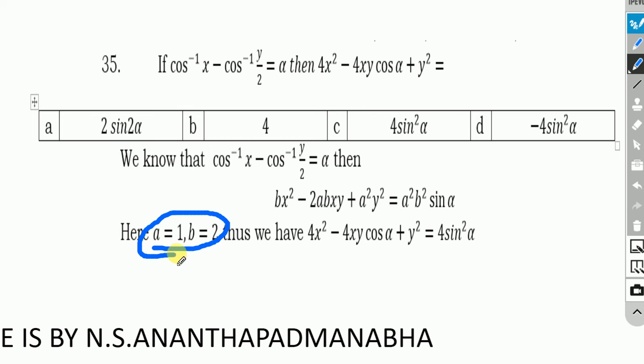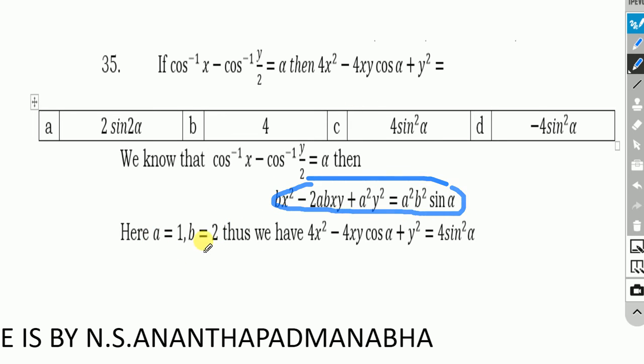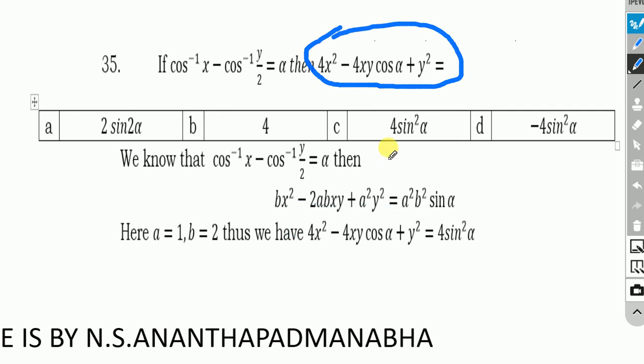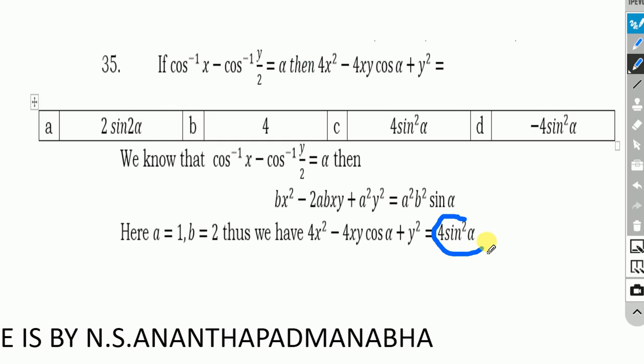So therefore a equals 1 and b equals 2 means 4x square minus 4xy cos alpha plus y square is equal to a square b square sin square alpha. A is 1 and b is 2, so I have 4 sin square alpha. Among the given options, this is the right answer, which is option C.